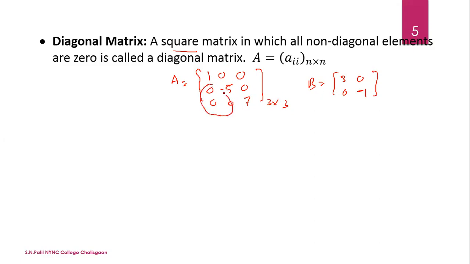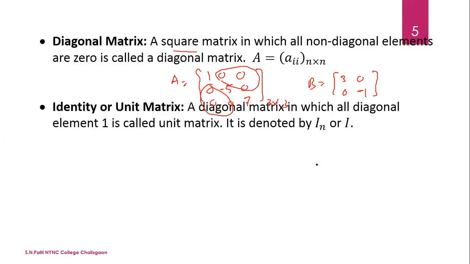These are the non-diagonal elements and they are 0. Okay. Now next is identity matrix. An identity matrix is nothing but a diagonal matrix in which all diagonal elements are 1, a unit, is called an identity matrix.